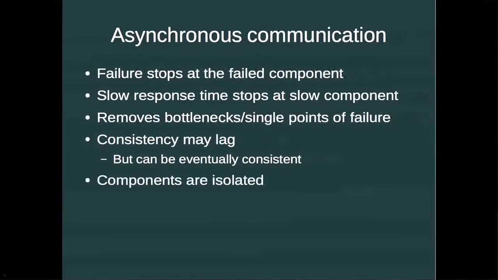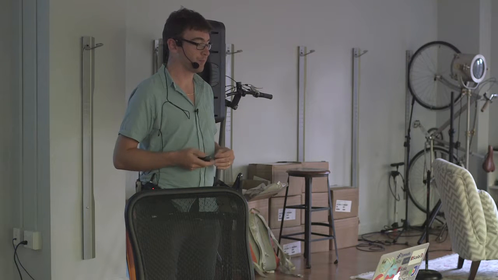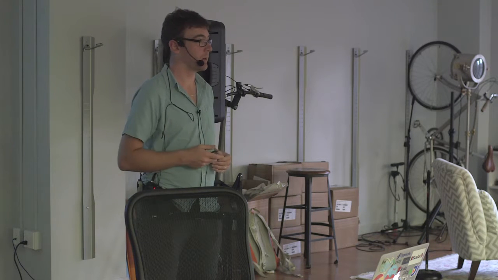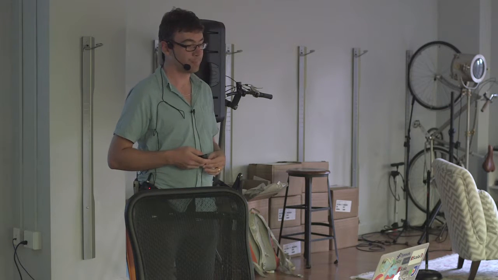But the big point here is that the components are isolated. The reason why we do microservices is to isolate the components from each other. We want to create boundaries between them, boundaries for technology, boundaries for deployment and organisational boundaries, but also boundaries for scaling, boundaries for load, boundaries for failure, so that our system can behave and be resilient to these things that happen.